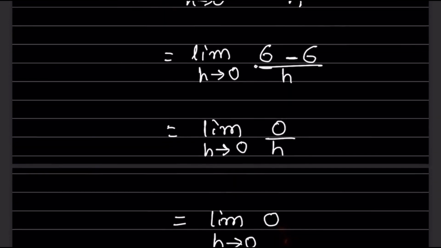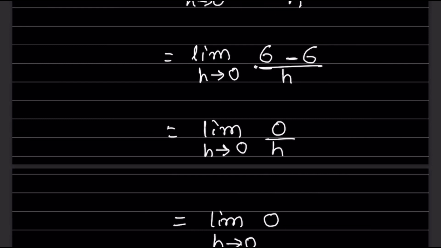So now what will you get? Here you don't have to write the limit, you just have to write 0. Therefore, f dash x is 0, because here we have 0 divided by h, which is 0, since h tends to 0.